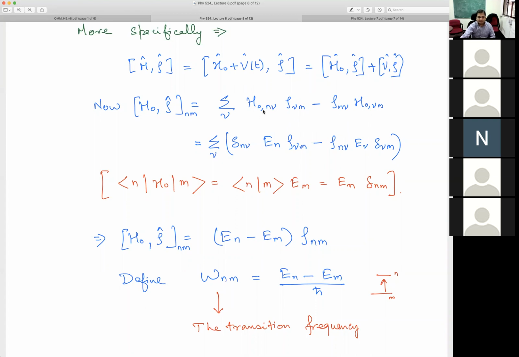And remember that H naught, when sandwiched between n and m, is nothing but H naught acting on m, which will give out Em, and then ⟨n|m⟩, which is just Em times delta nm. Okay. So H naught n nu is nothing but En delta n nu, and similarly here H naught nu m is nothing but E nu times delta nu m.